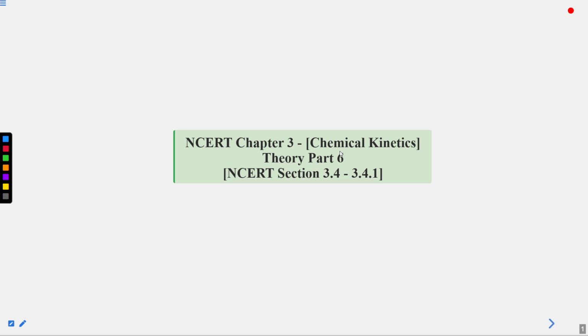As you all know, today we are going to cover theory part 6 of the chemical kinetics chapter. Let's start today's topic, NCERT chapter 3, chemical kinetics theory part 6, in which we will cover NCERT section 3.1 to subsection 3.4.1. Let's begin.